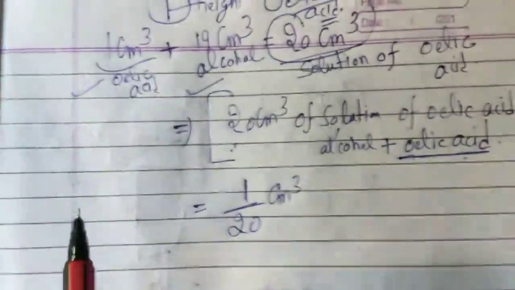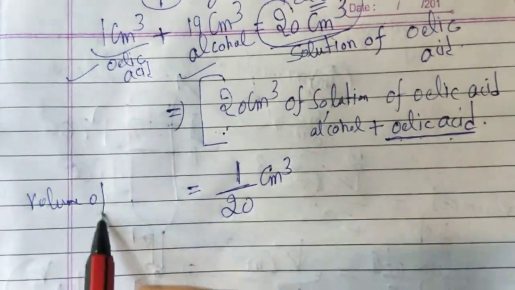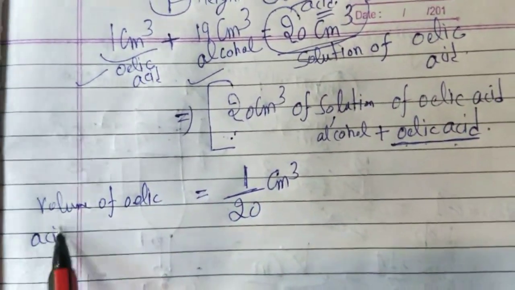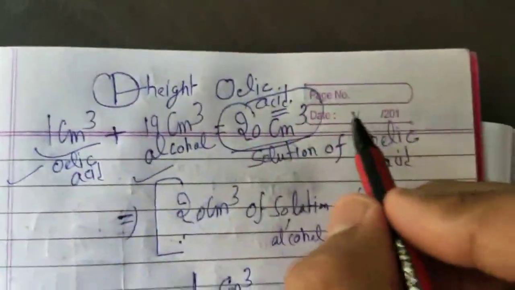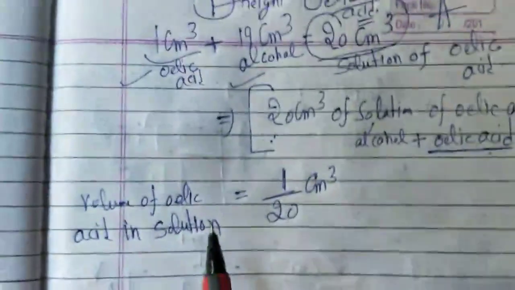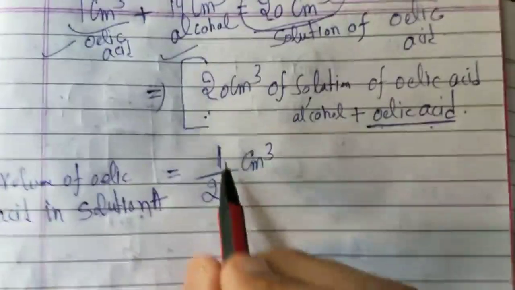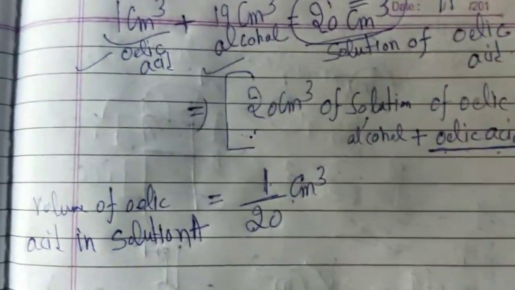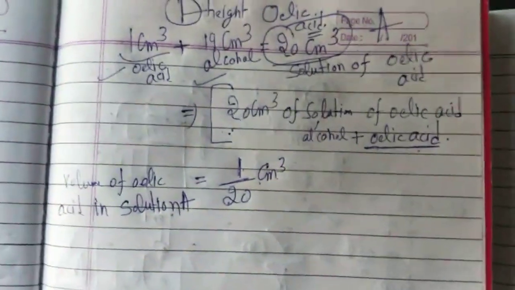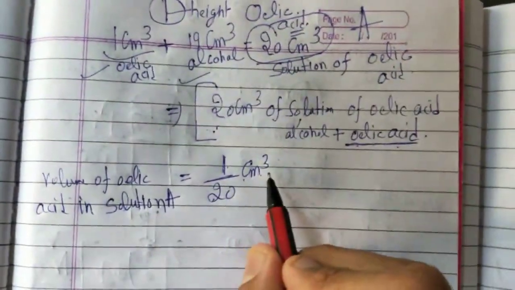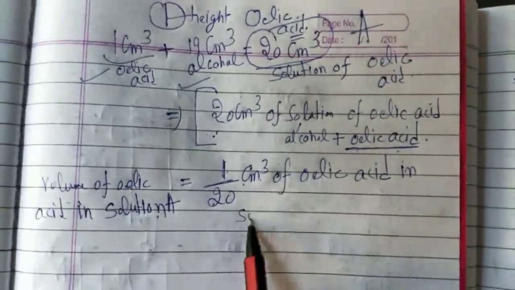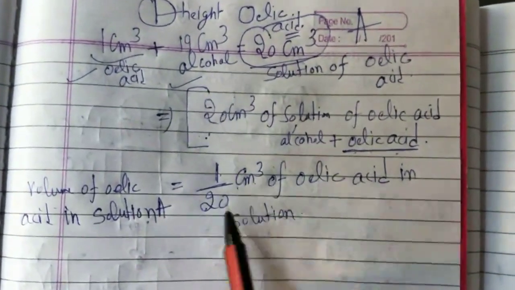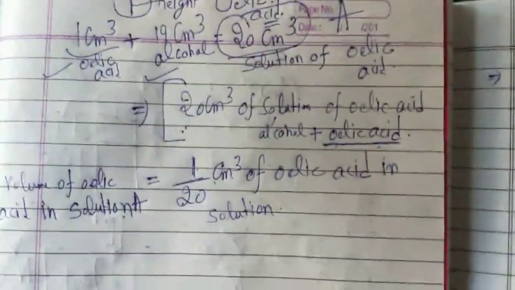Means what is the volume of oleic acid in solution? I am giving this solution the name A. Suppose. So you will say volume of oleic acid in solution A is 1/20 centimeter cube. That means the volume of oleic acid present in the solution is the 20th part of the solution.